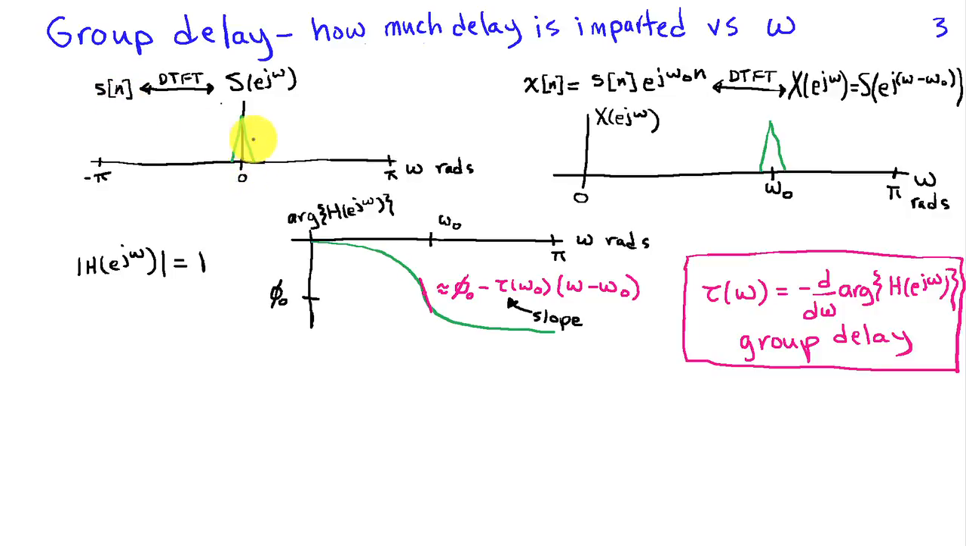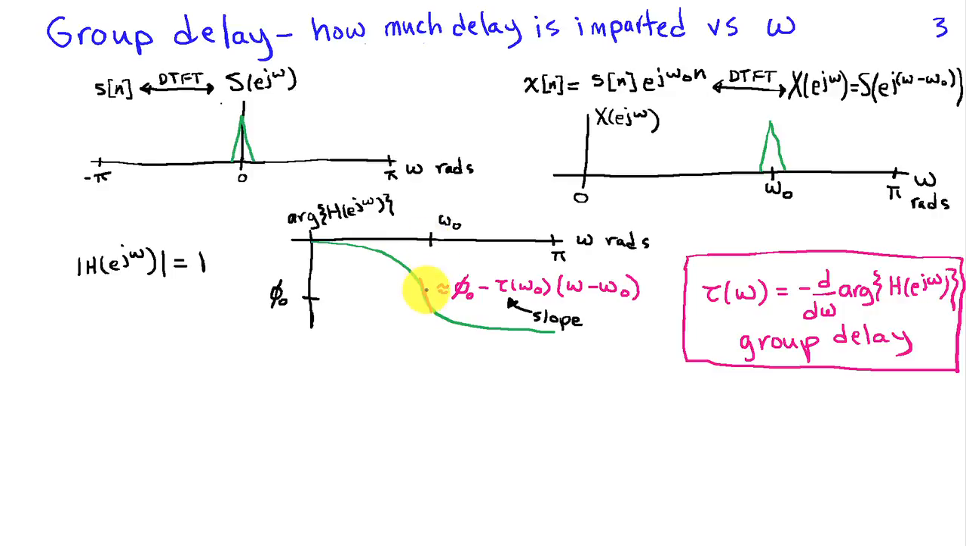Now we're going to take this low pass signal and modulate it up to some frequency omega naught, as I've shown here. We can do that in the time domain by multiplying by e to the j omega naught n, and what that does in the frequency domain is it introduces a shift, replacing omega by omega minus omega naught. Now I'm going to apply this signal to a system that has nonlinear phase. We'll assume for the moment that the magnitude response of the system is unity, and that our phase response looks something like this.